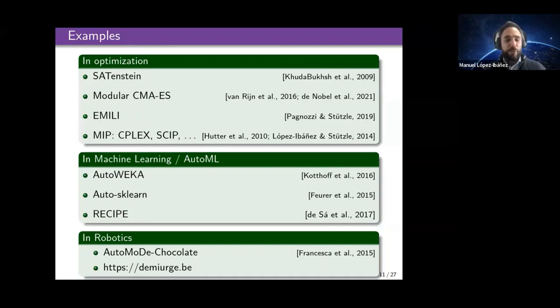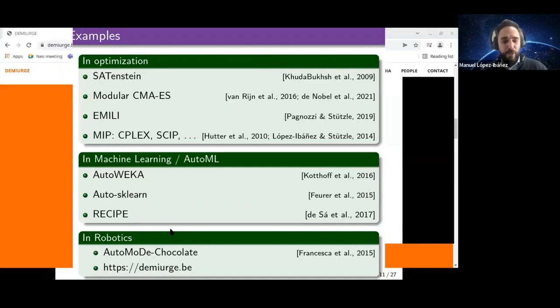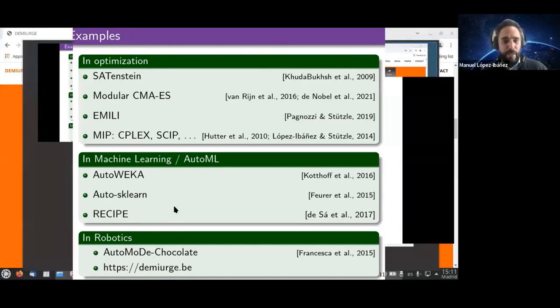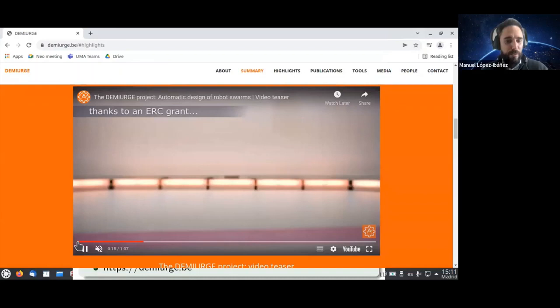Normally in robotics, you use neuroevolution or other approaches to directly design the control software of a robot. But some projects, for example, this Automoded Chocolate or this Demiurge project, what they do is, well, let me show you the video that they have, and I will explain what they do.